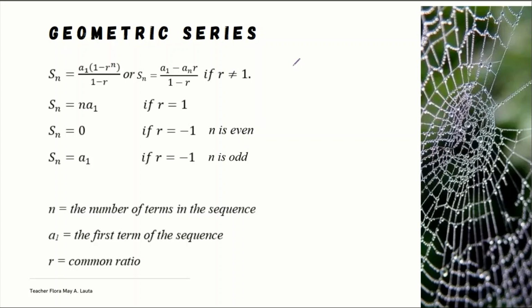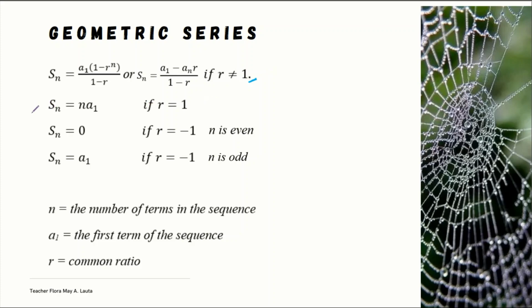So geometric series is the sum of the terms of a geometric sequence. And we have different situations here. When r, or the common ratio, is not equal to 1, we use this formula: S sub n is equal to a sub 1 times 1 minus r to the power of n, divided by 1 minus r, or S sub n is equal to a sub 1 minus a sub n, the last term, times the common ratio, divided by 1 minus r. Again, this is applicable when our r is not equal to 1.